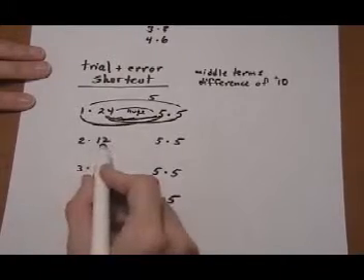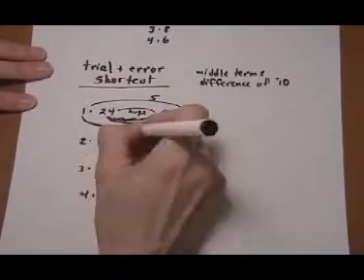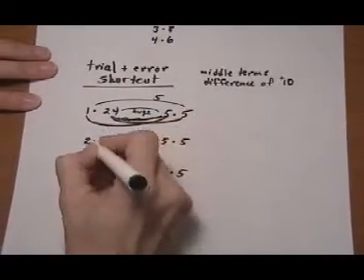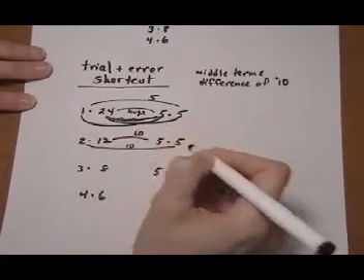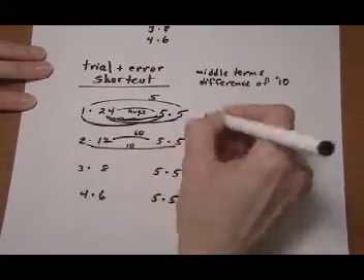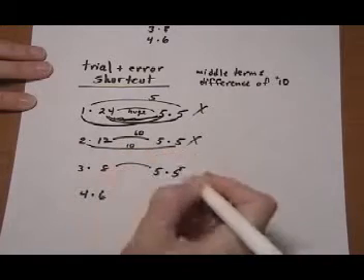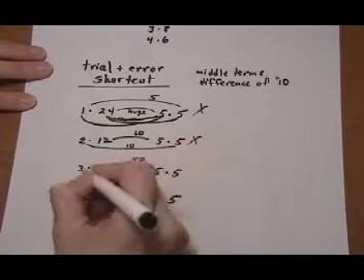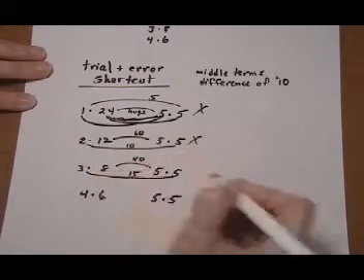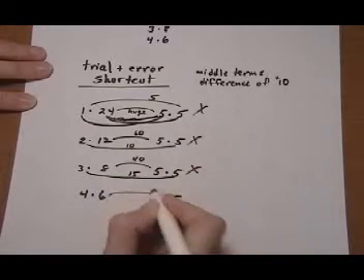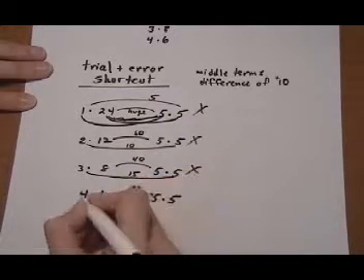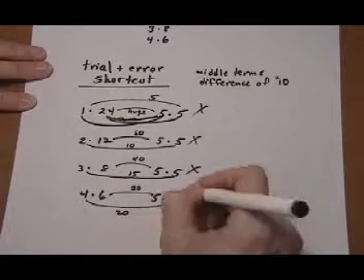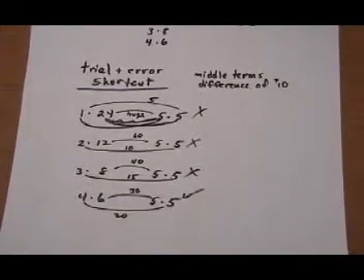So now let's look at 2 times 12. If the 12 hits the 5, I get a 60. If the 2 hits the 5, I get a 10. That's not the correct difference of 10. So those two don't work. 8 times 5 is 40. 3 times 5 is 15. That's not a difference of 10. 6 times 5 is 30. 4 times 5 is 20. That worked. That gave me the correct difference of 10.